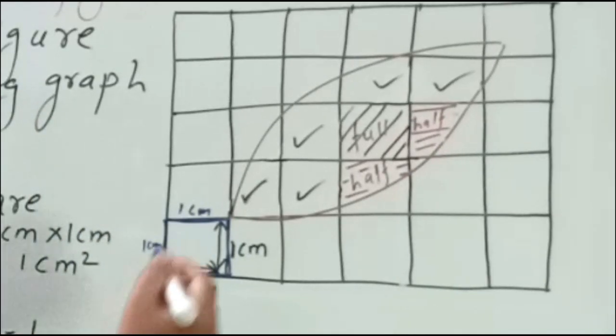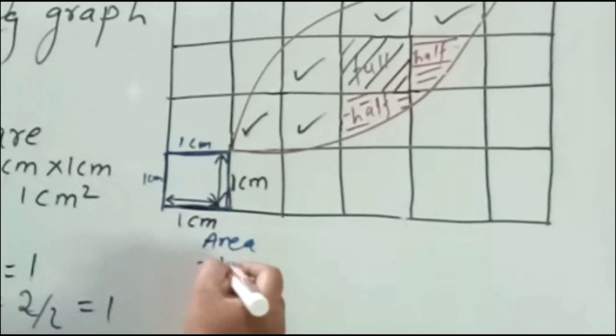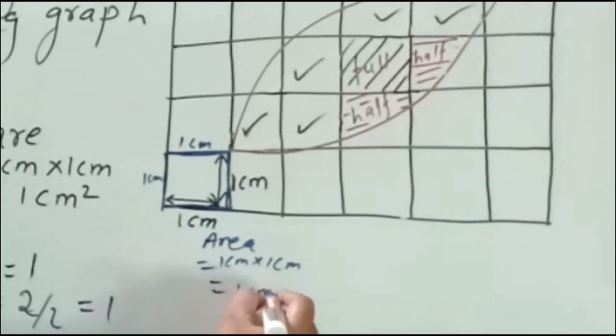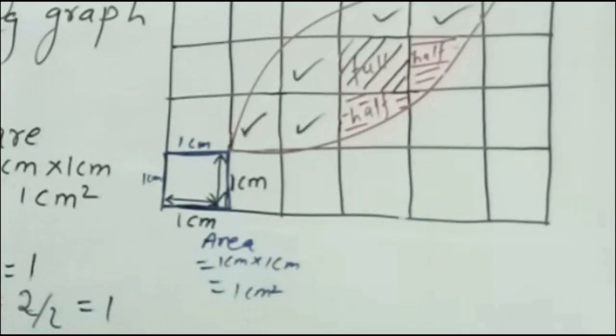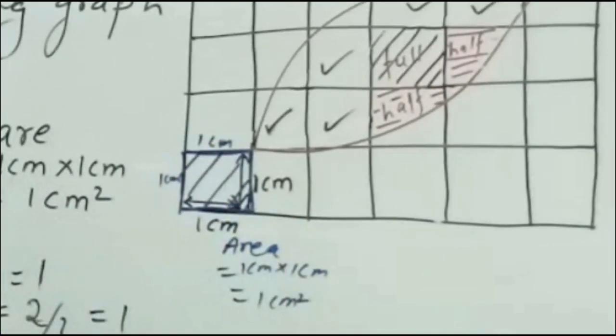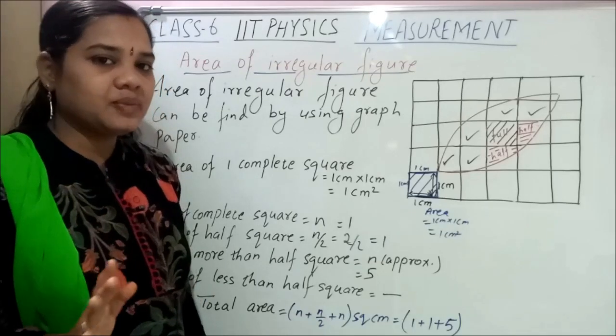So what will be the area? Area will be 1 centimeter into 1 centimeter, that is 1 square centimeter. The area of one complete square box will be 1 square centimeter. So by use of graph paper we can find out the area of irregular objects.